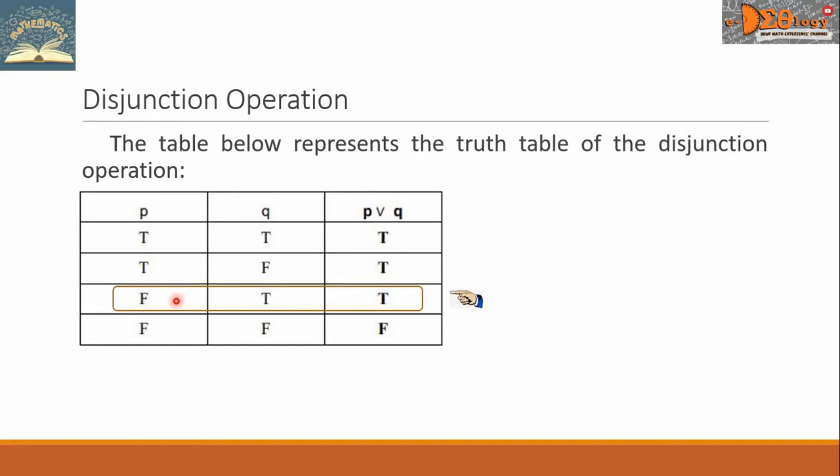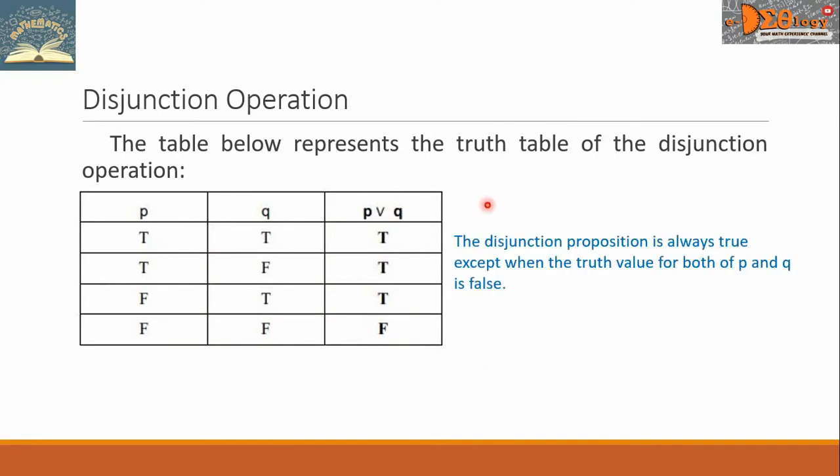When P is false and Q is true, P or Q is true. When P is false while Q is false, then P or Q is false. The disjunction proposition is always true, except when the truth value for both of P and Q is false.